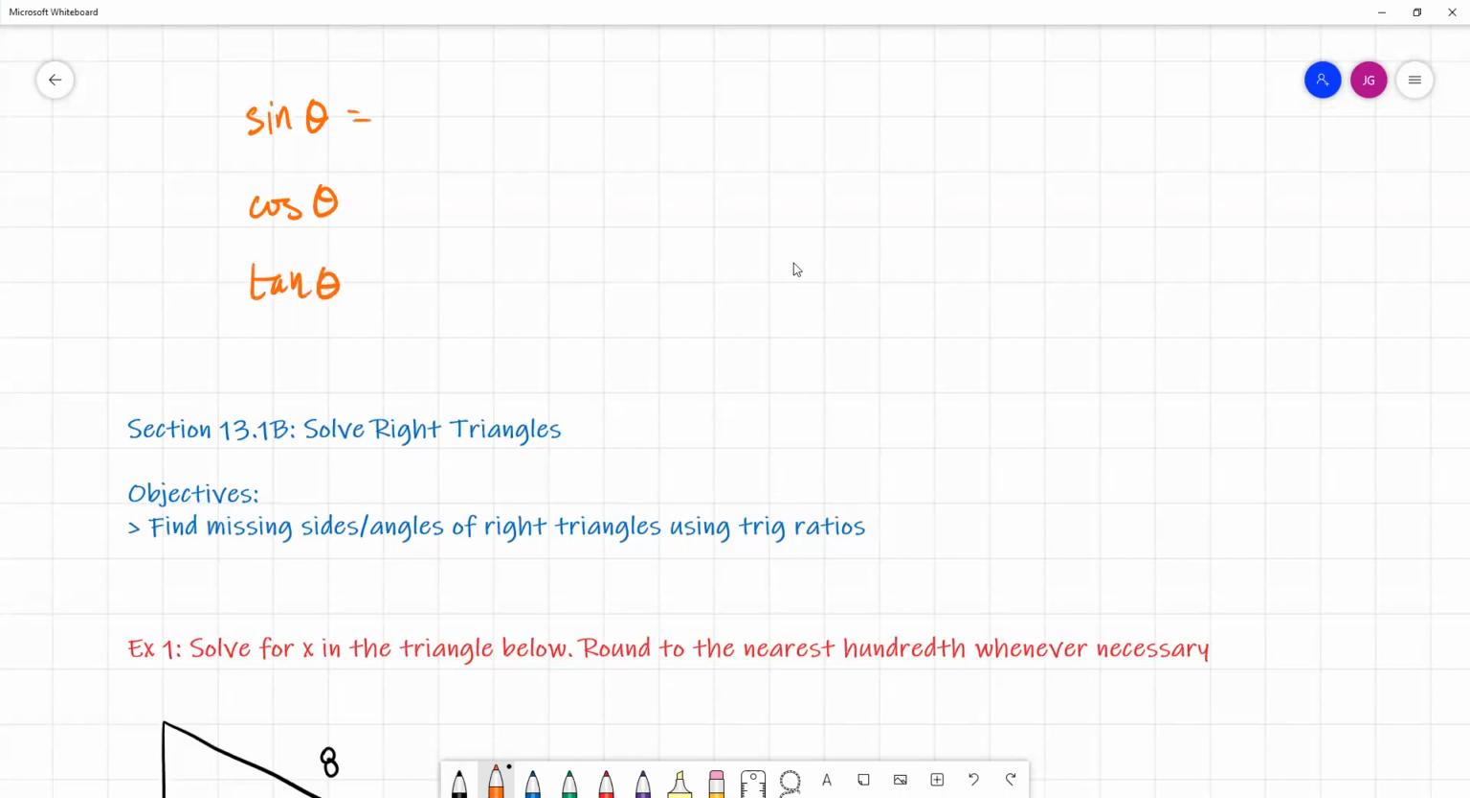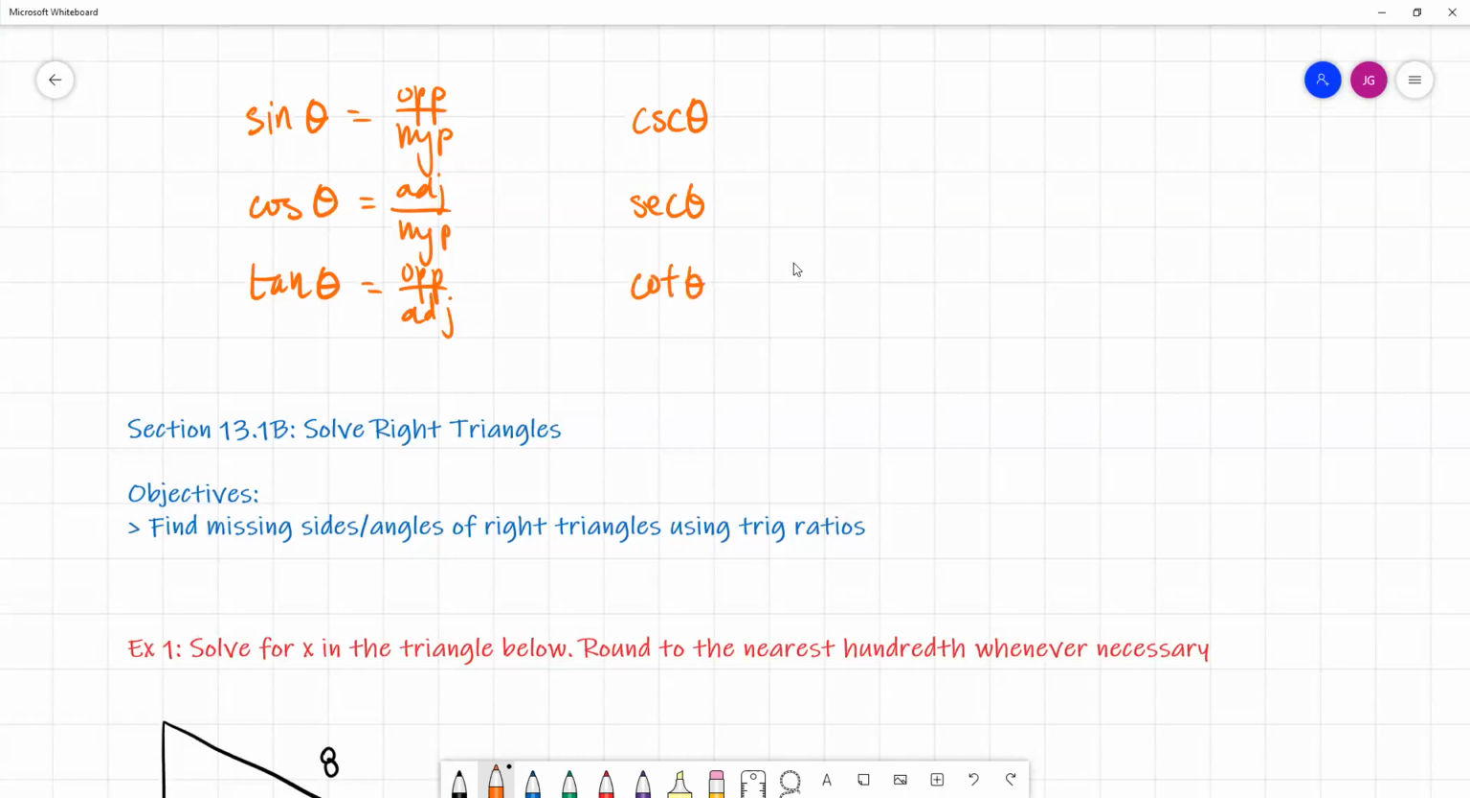Remember, sine of theta was the opposite side divided by the hypotenuse. The cosine of theta is the adjacent side divided by the hypotenuse. Tangent theta is the opposite side divided by the adjacent side. And then the other 3 trig functions, the cosecant of theta, the secant of theta, and the cotangent of theta. Remember, those are really nice because those are just reciprocals straight across.